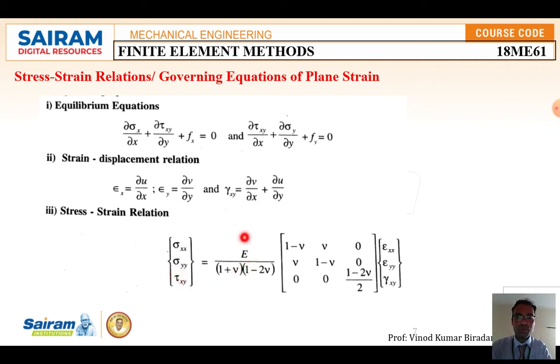Which is equal to E, that is a material property or Young's modulus, E divided by (1 plus gamma)(1 minus 2 gamma), times the matrix: 1 minus gamma, gamma, 0; gamma, 1 minus gamma, 0; 0, 0, (1 minus 2 gamma) whole divided by 2. So this is the matrix we are going to consider in the stress strain relationship. And here, coming to the last, the strain along the x direction, the strain along the y direction, and the shear strain along the xy direction.